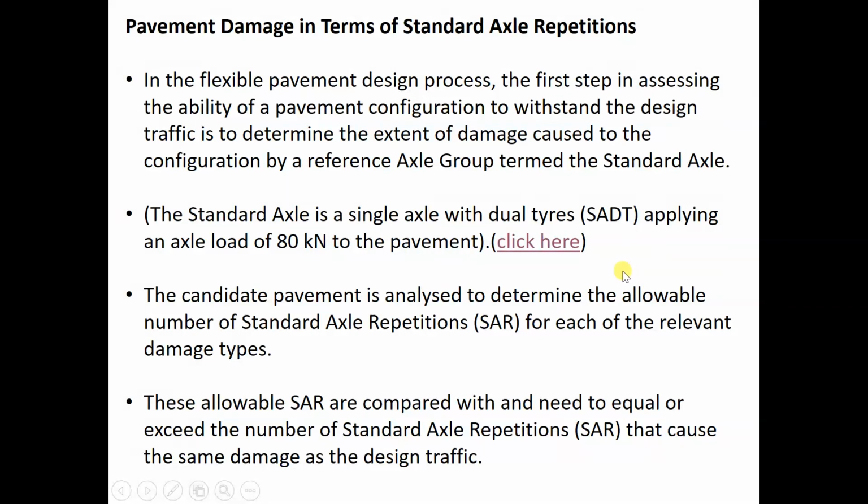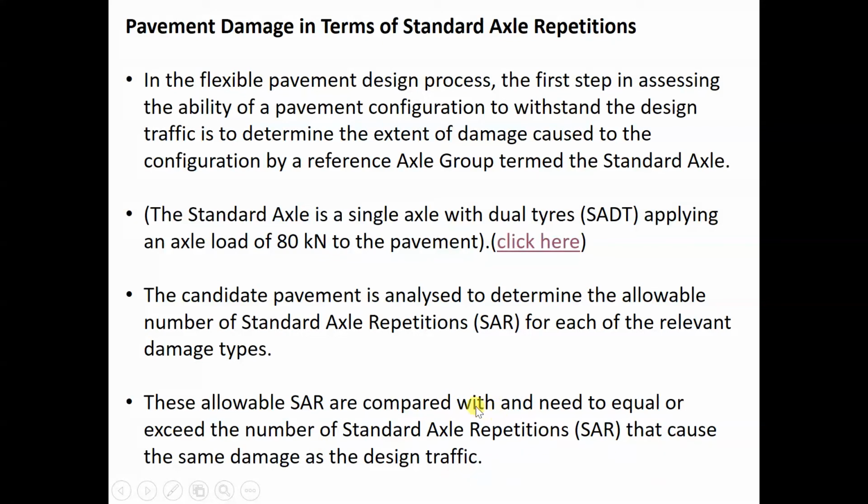So one ESA is called 8.2 tons. But we need to determine the allowable number of standard axle repetitions. If you have different bound layers, say 2 bound layers, then you have 3 types of damage. So you need 3 types of SAR: SAR5, SAR7, SAR12, for each of the relevant damage types. These allowable SAR are compared with, and need to equal or exceed, the number of standard axle repetitions that cause the same damage as the design traffic.